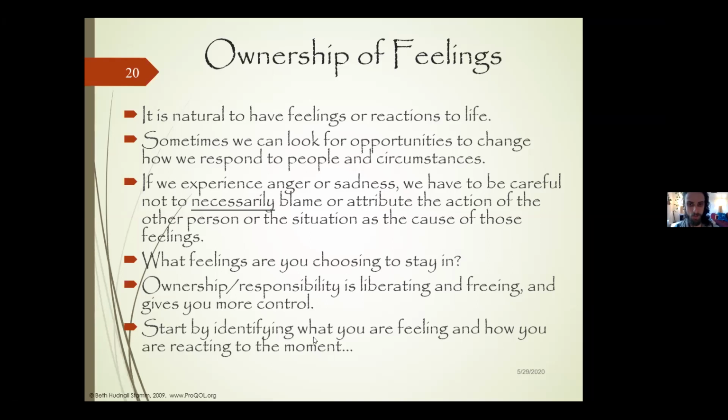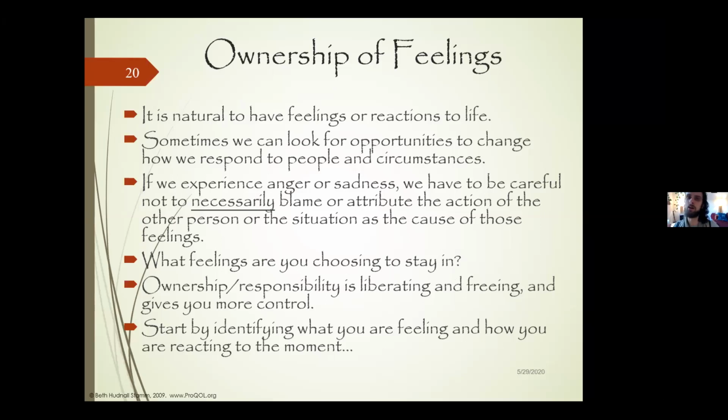And what feelings are you choosing to stay in? Ownership and responsibility is liberating and freeing and gives you more control. It's hard at first because you think, oh crap, I have to take responsibility for this feeling. Yes, it's hard at first, but then you realize that if you can get yourself angry, you can also get yourself into a state of joy.